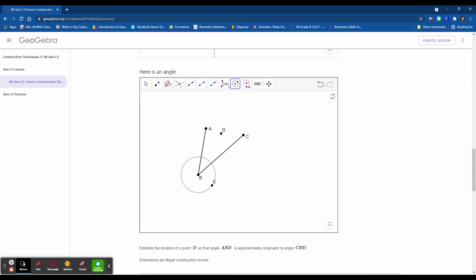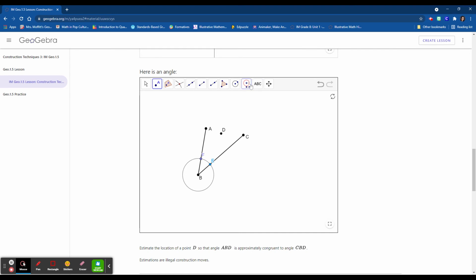I'm going to do mine about this size. Okay. Once again, I think I'm going to make my intersection point be on my angle. So there's my point E. I'm going to come over here and get the point tool and label the other place where my circle intersects my angle. So I've got a point E and a point F where my first circle intersects both sides of the angle.